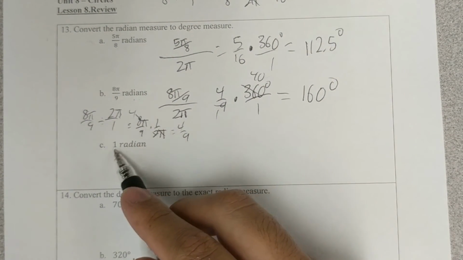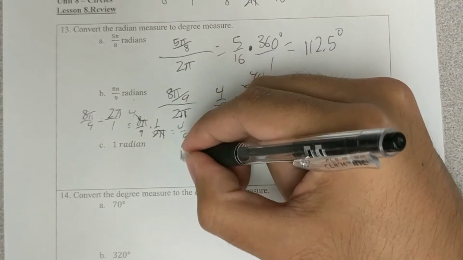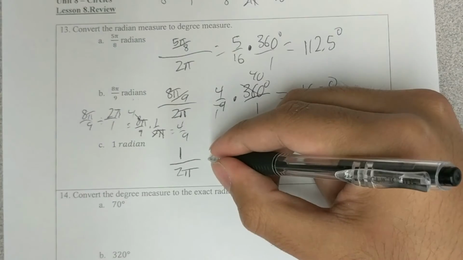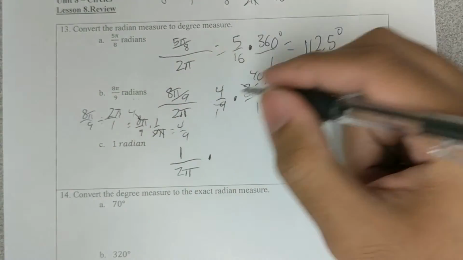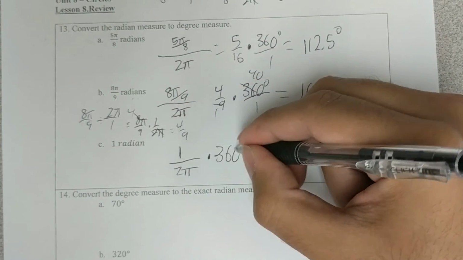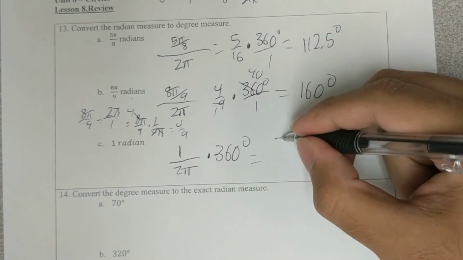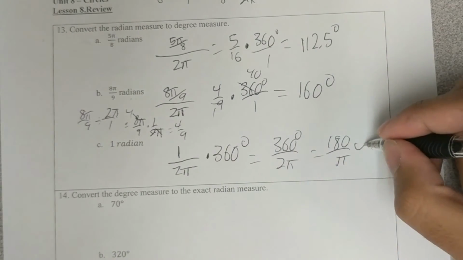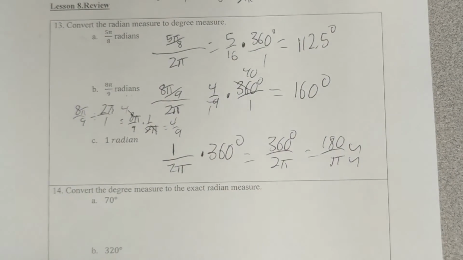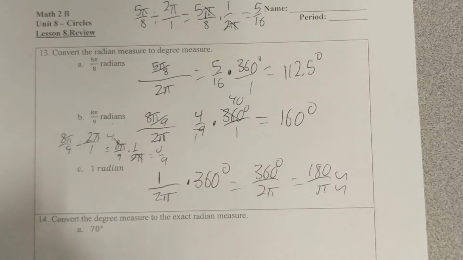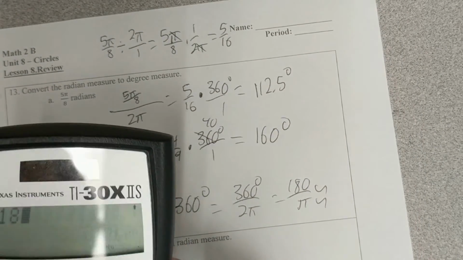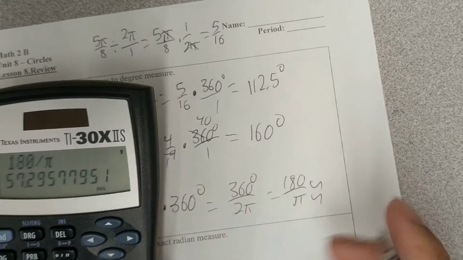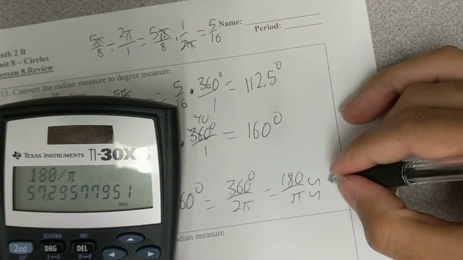Okay, so 1 radian, there's no pi, but it's still radians. So I have 1 radian out of the 2 pi full circle, so this is already a fraction, and then a full circle would be 360 degrees. Okay, so we just need to simplify this. So this is approximately 57.3 degrees.